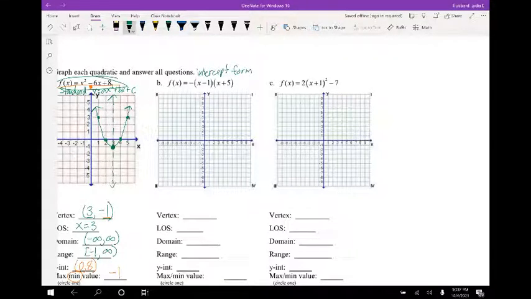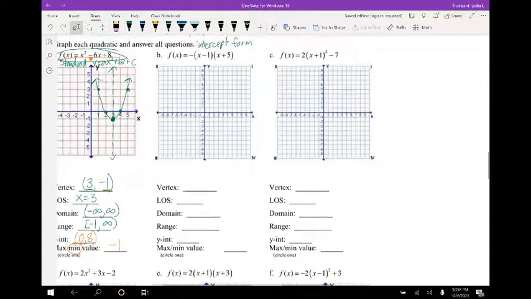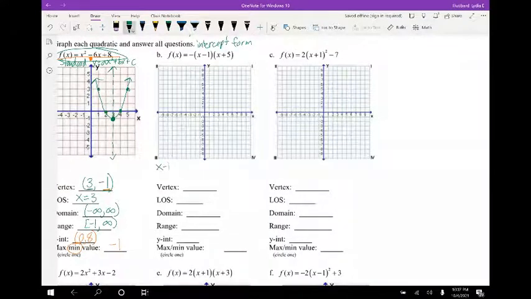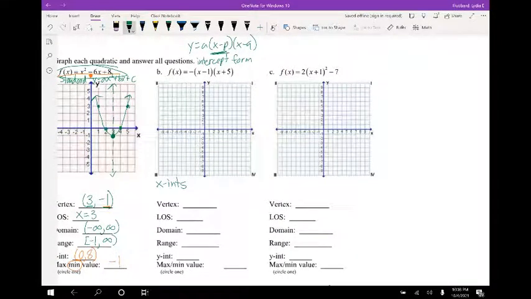Okay, so B is in intercept form. That's y equals a, x minus p, x minus q. So we want to identify p and q, which are our x-intercepts, because that's going to help us the most. And in this case, our x-intercepts are going to be opposites, right? Because the original equation is subtraction.